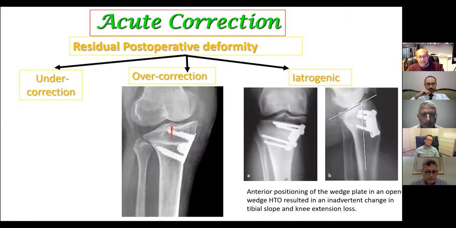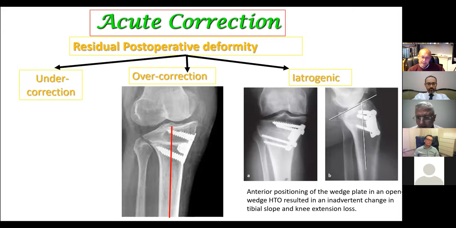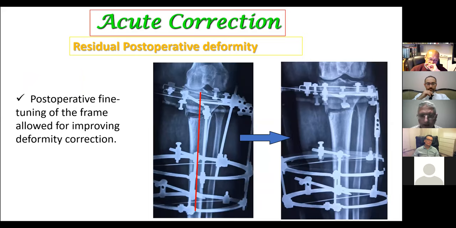Well, we have a problem with plates and screws: the residual post-operative deformity needs another surgery. The residual post-operative deformity with plates and screws includes under-correction, over-correction, or iatrogenic deformity, such as anterior positioning of this plate that affected the tibial slope. On the other hand, when using the Elizarov fixator, there's a possibility of fine tuning of the post-operative deformity. As we see here, there's overcorrection, but gradual correction is feasible without going back to the OR.